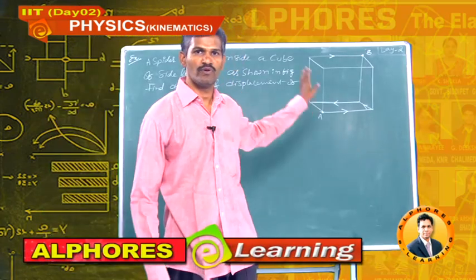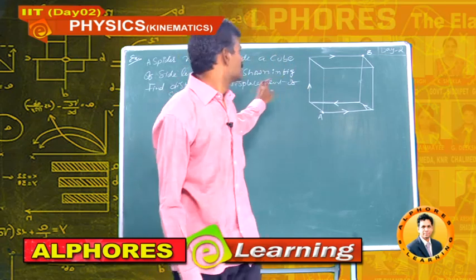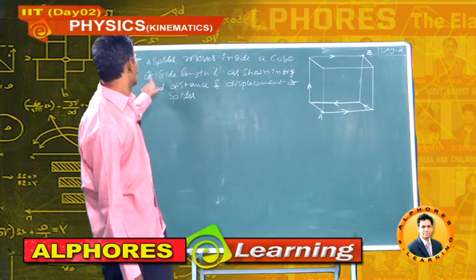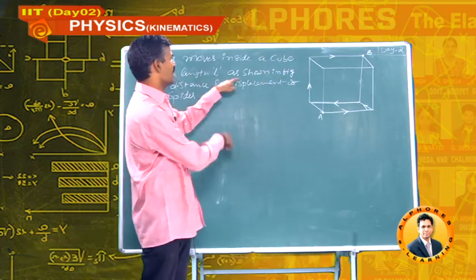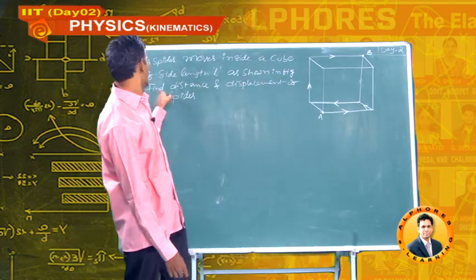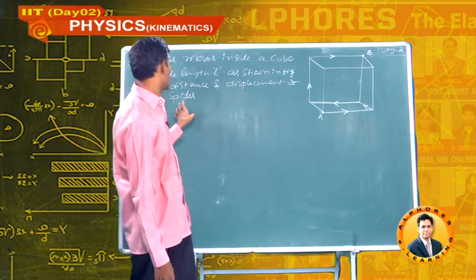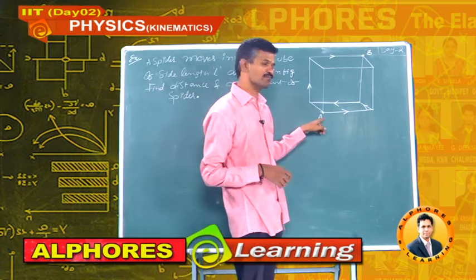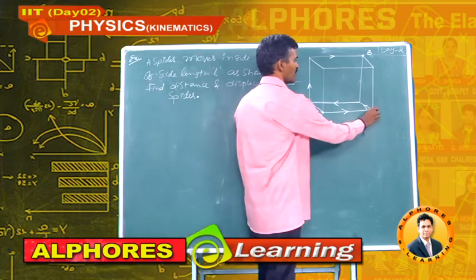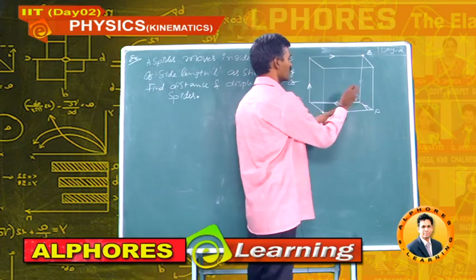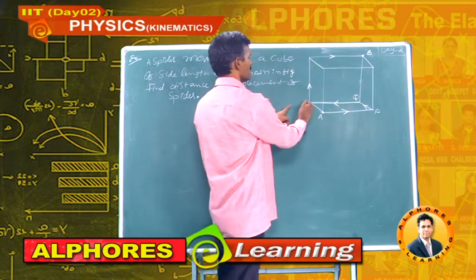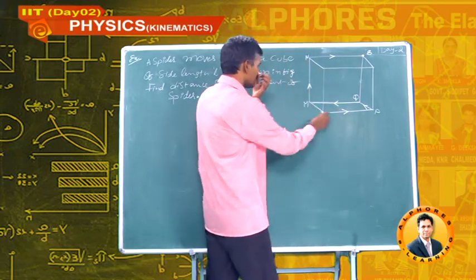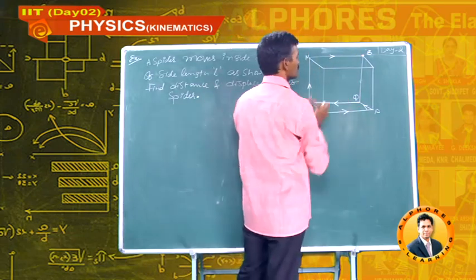Students, I have one more important problem here. A spider moves inside a cube of side length L as shown in the figure. Find the distance and displacement of the spider. Here the spider starts at point A, reaches some point P and then Q, Q to some M, M to N, N to B. So the spider travels like this inside the cube.